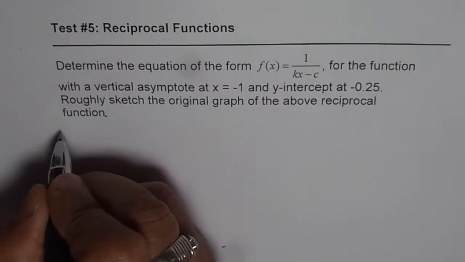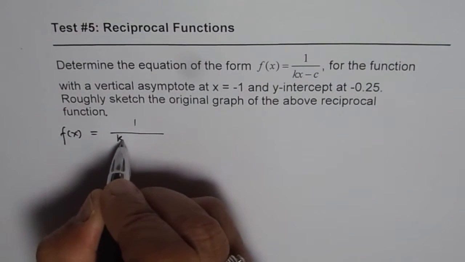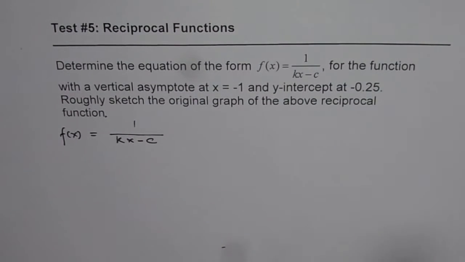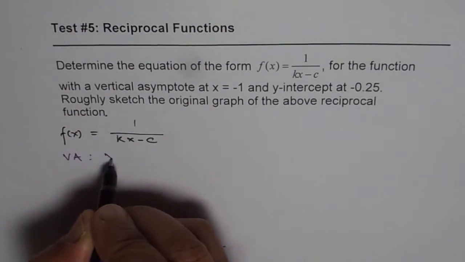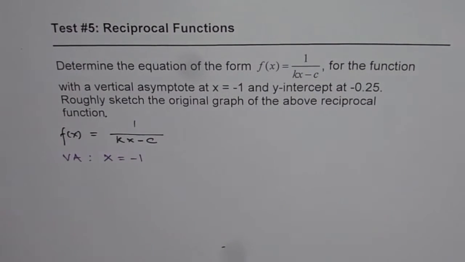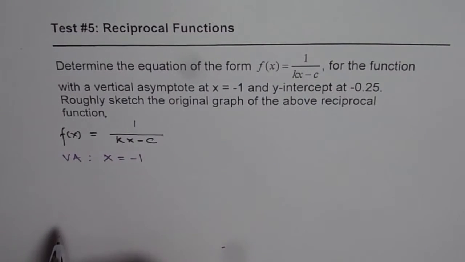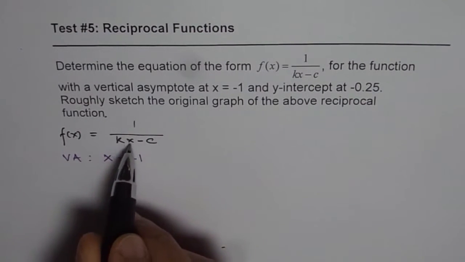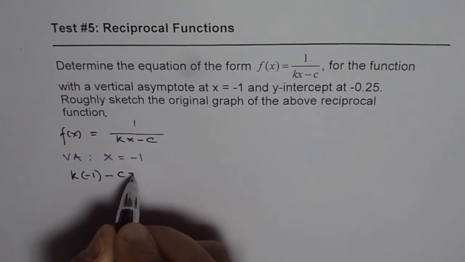Now what we are given here is a function f of x which is equal to 1 over kx minus c. So it is the reciprocal of a linear function. In this case we are given that the vertical asymptote is at x equals minus 1. What does that mean? It means that for x equals minus 1, the denominator is 0, right? So we can substitute the value of x as minus 1 in the denominator and equate it to 0. So we get k times minus 1 minus c equals 0.